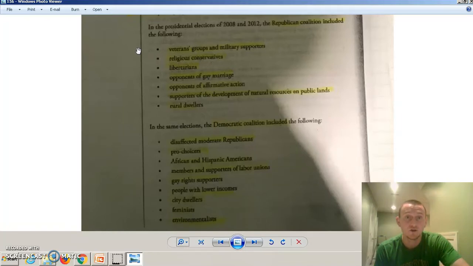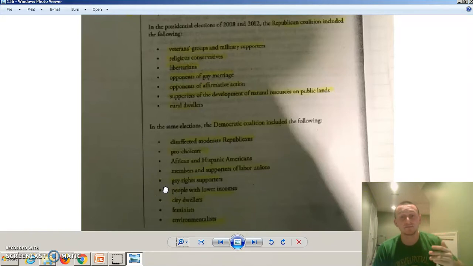Libertarians. Religious conservatives. Opponents of gay marriage. If you look at the bottom, gay marriage supporters. What does that mean? All Democrats support gay marriage? No. But if you look at the trends, you look at the numbers, these are the facts. Feminist, environmentalist. If you have people that care about the environment, most of the time they're going to think of Democrats. Pro-choice, that talks about abortion. African and Hispanic Americans, or members of labor unions. Low incomes.